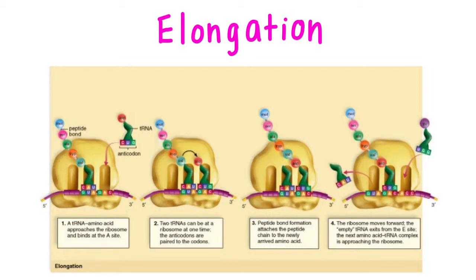The ribosome moves forward and the peptide-bearing tRNA is now in the P site of the ribosome. The spent tRNA, now at the E site, exits the ribosome. A new codon is now exposed at the A site and is ready to receive another tRNA. This goes on until the ribosome reaches a stop codon.